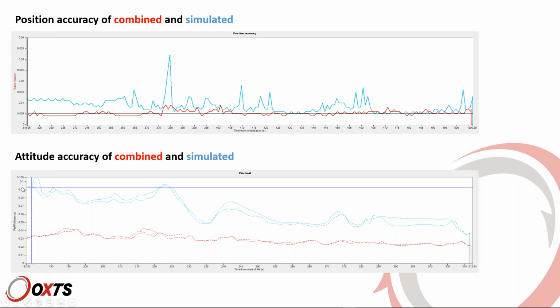For attitude, the two blue dotted lines are pitch and roll accuracy. So we are looking at about 0.1 of a degree, and then slowly down to 0.06, 0.05. That's in simulated. If you process combined, you get a solid 0.03, 0.04 accuracy for your pitch and roll. 0.03 degrees of accuracy for pitch and roll by processing in combined mode.